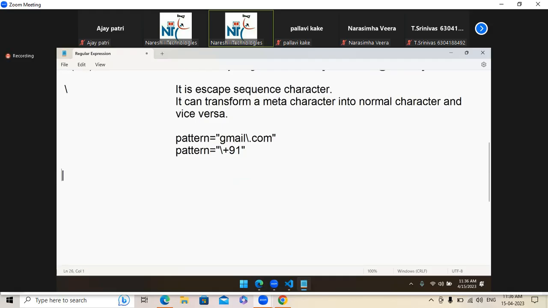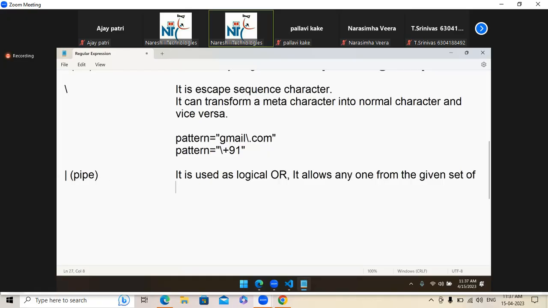Another one is the pipe, which we generally call the pipe symbol. It is used as logical OR. Logical OR is nothing but it allows any one from the given set of values or patterns.